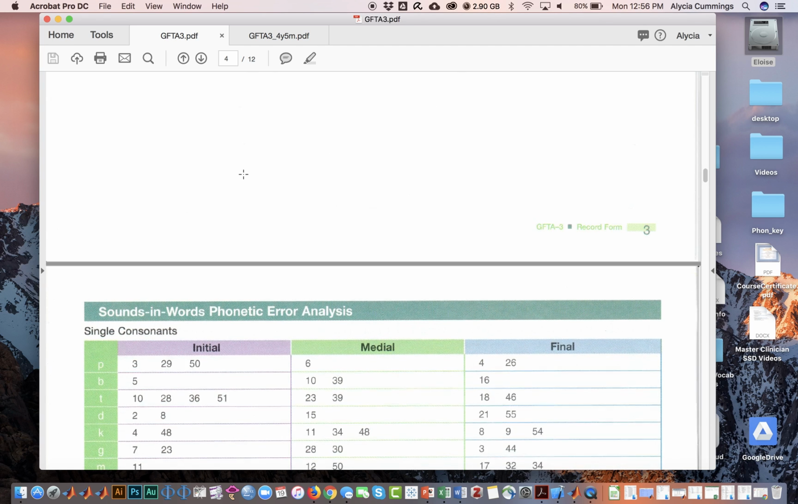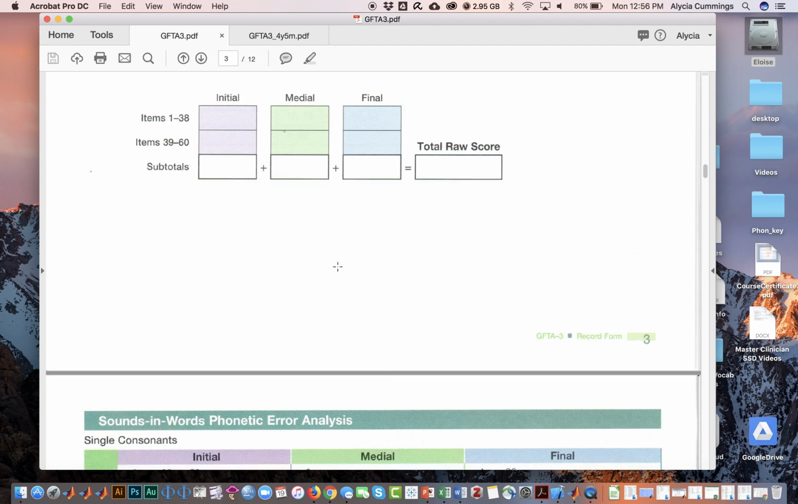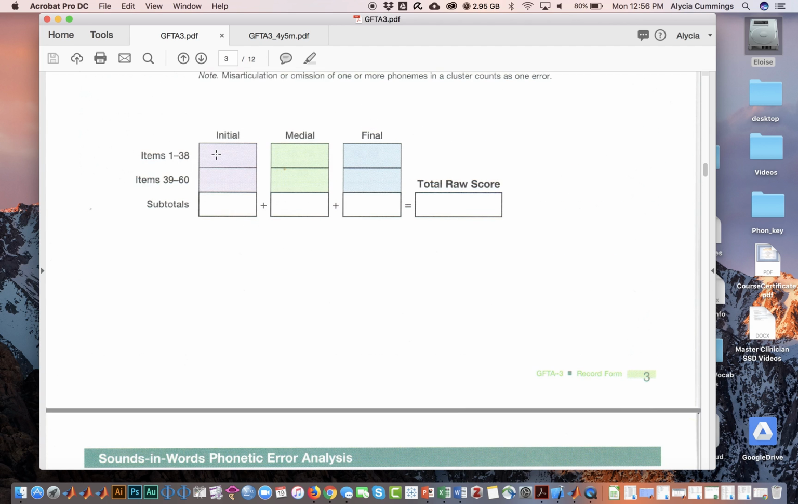Okay, so again, in the end, I identify how many errors here, and I sort of change this. So I just have initial singleton, medial singleton, final singleton, initial cluster, medial cluster, final cluster is what I do. And that's where I add up for my total raw score. Again, Goldman-Fristoe raw score is a number of errors. Okay, and based on the number of errors, you're going to calculate your standard scores, percentile scores, and so forth.